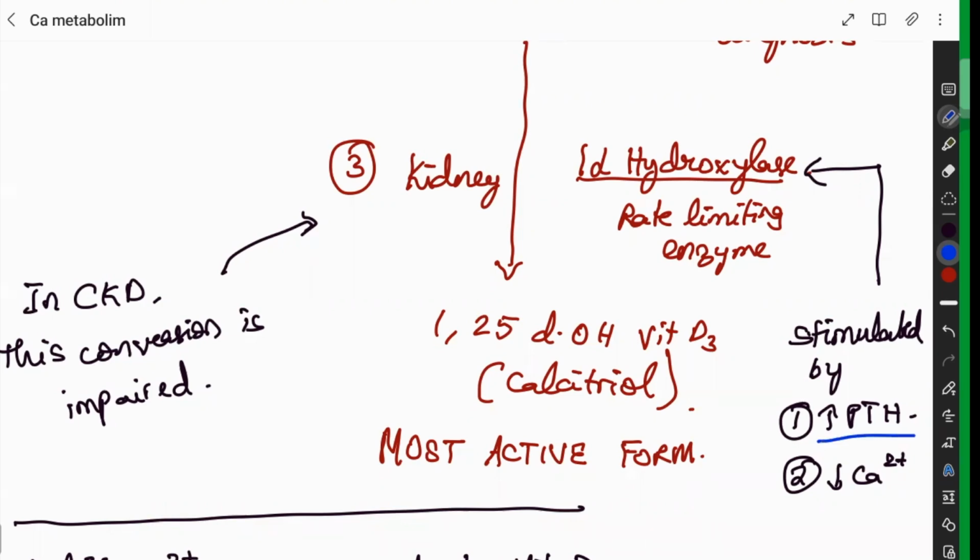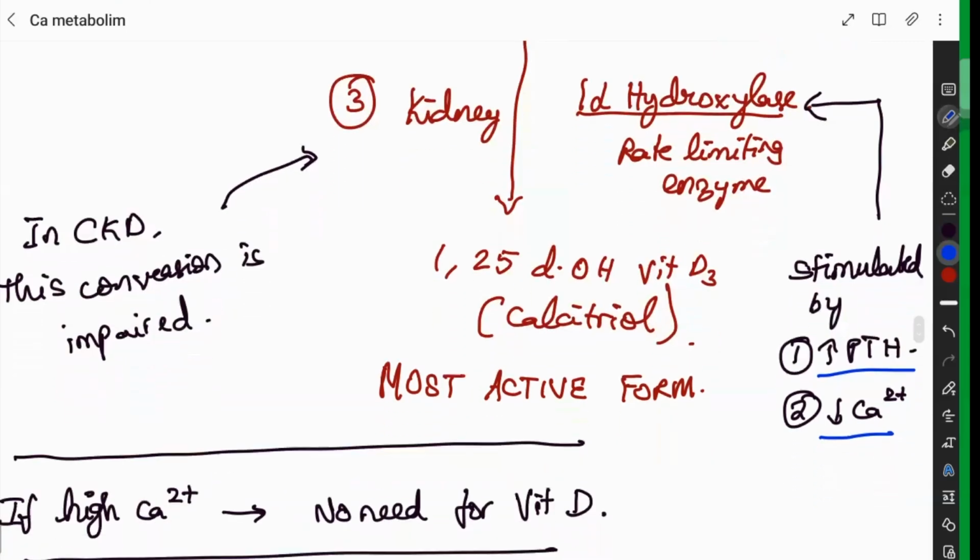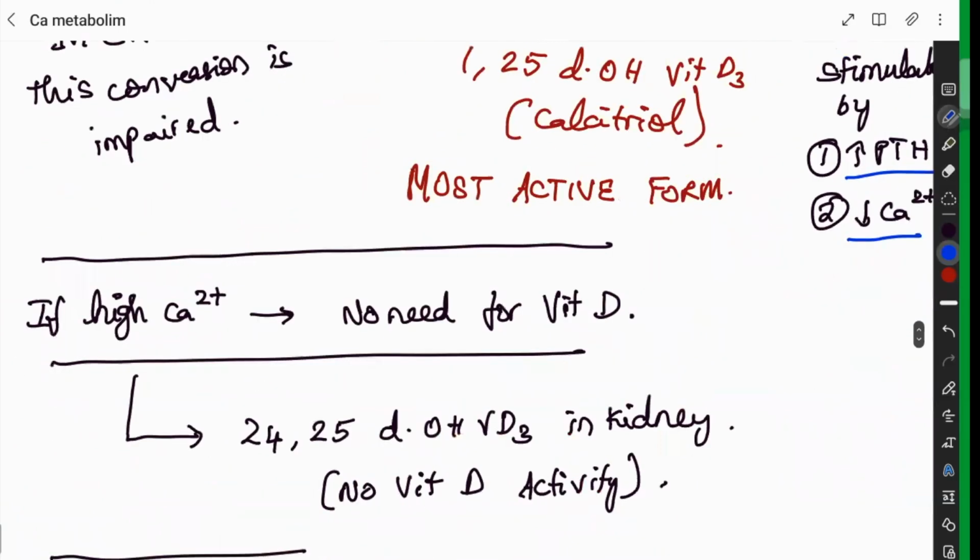Your PTH, and a decreased calcium. Whenever there is a decreased calcium ion, you need vitamin D. This vitamin D is going to cause an increase in the calcium ion. Therefore, there is going to be vitamin D secretion. Similarly, your parathyroid hormone indirectly acts by increasing the production of your vitamin D3. Is it clear?